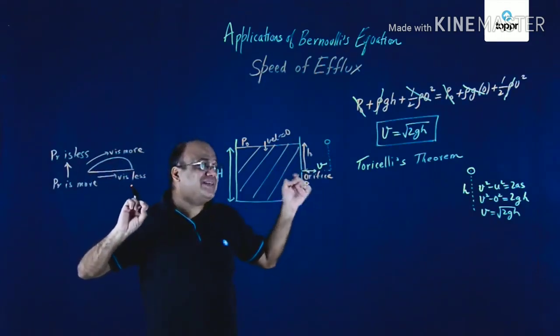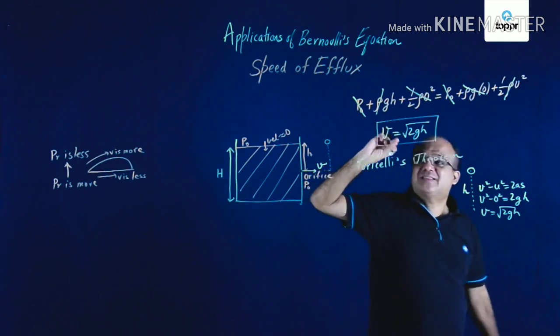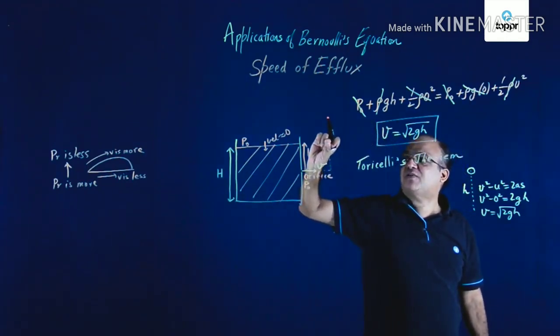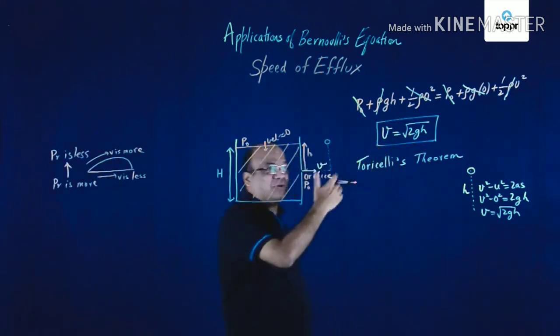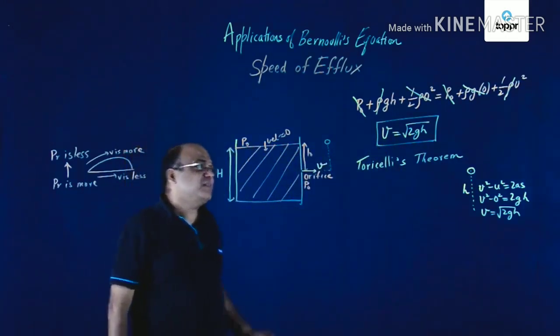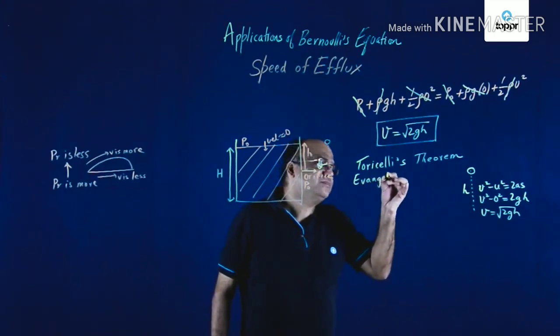Torricelli's theorem tells us the speed of efflux is equal to the speed that the liquid would have picked up if it was allowed to fall freely from the same height. That we call Torricelli's theorem. This was given by Evangelista Torricelli.